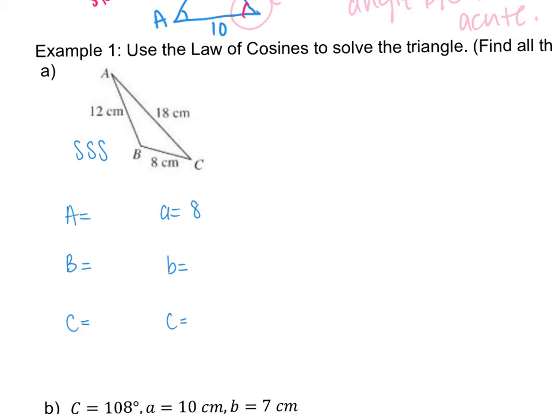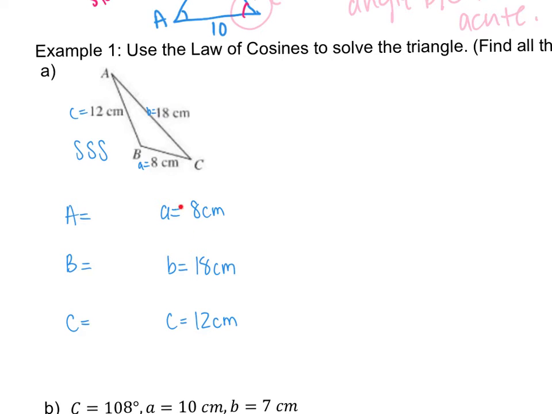So it's given, A would be this guy here directly across from it. So 8 centimeters. B is going to be 18. So B looks like it's the biggest side, and C would have to be 12 centimeters. All right, so what I'm gonna always do first when I'm choosing the angles is pick the smallest side.